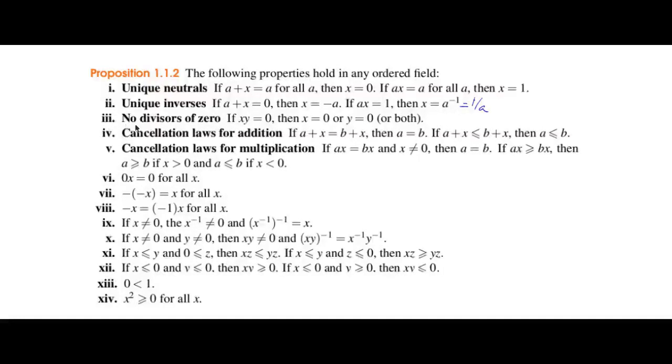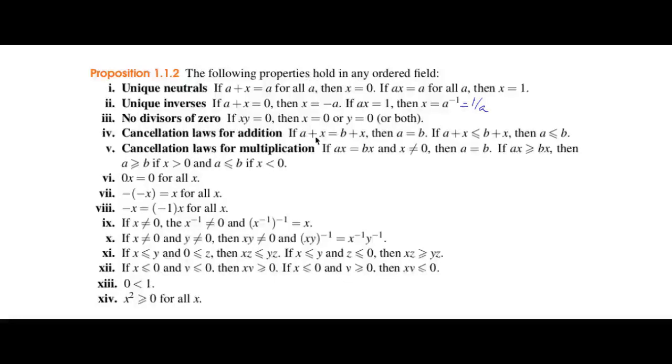Now 3, that there are no divisors of 0. If x times y equals 0, then x has to be 0, or y has to be 0, or both of them have to be 0. There's no number that divides 0. Now 4, cancellation laws for addition. If you have a plus x equals b plus x, then a equals b. And if a plus x is smaller or equal than b plus x, then a is smaller than or equal than b. We had seen this before.